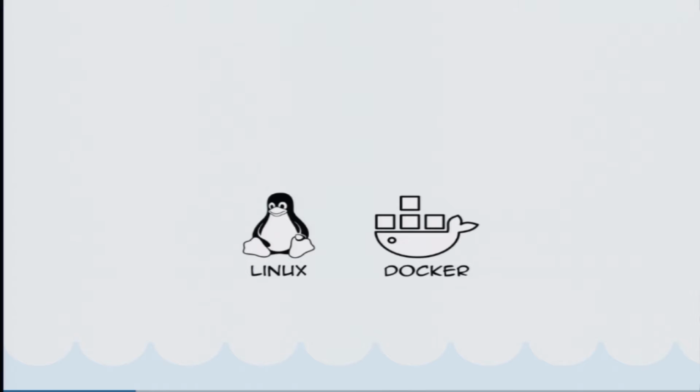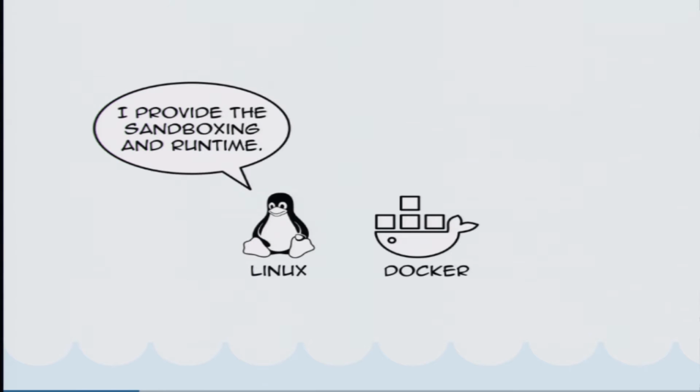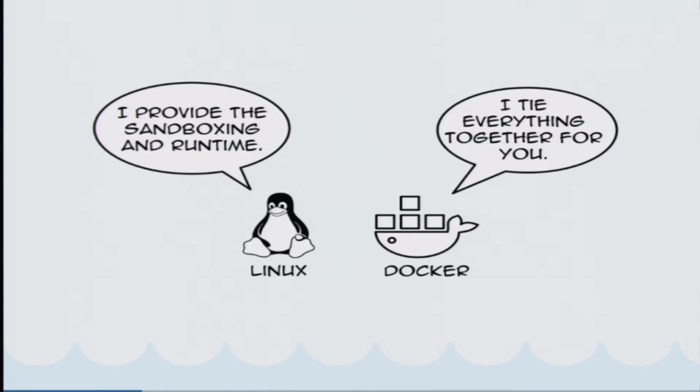Okay, let me take a step back for a second. Docker and Linux depend on each other. Every time you run an application in Docker, it's running on Linux. Linux provides the sandboxing and runtime necessary to run the applications. Docker is actually an orchestration and infrastructure solution. So it ties all of that stuff together for you. So Linux is doing really the heavy lifting, and Docker is making everything a lot easier for you to work with.